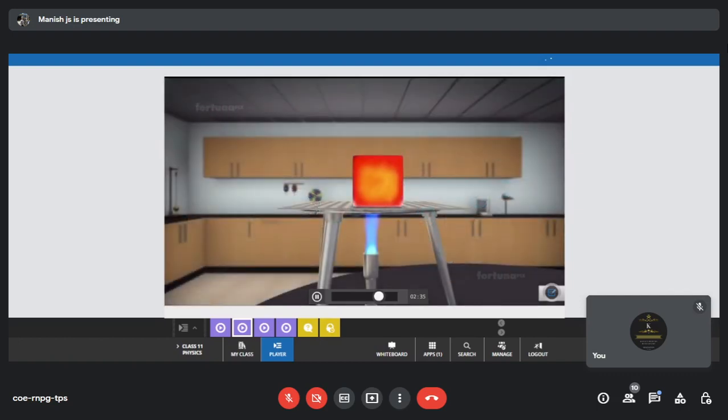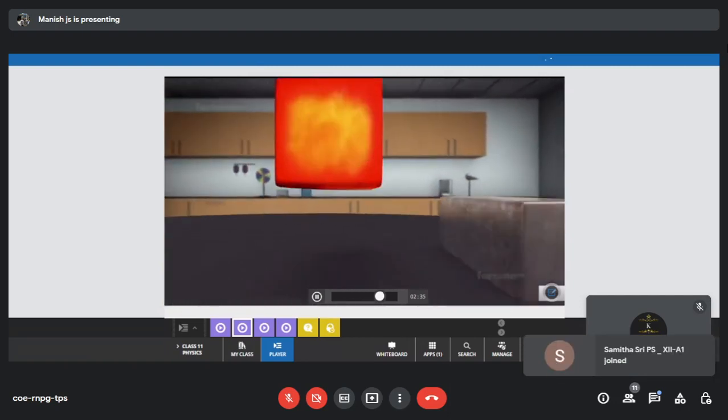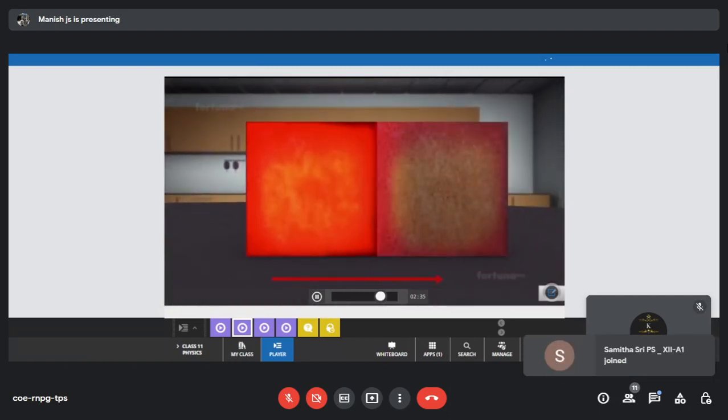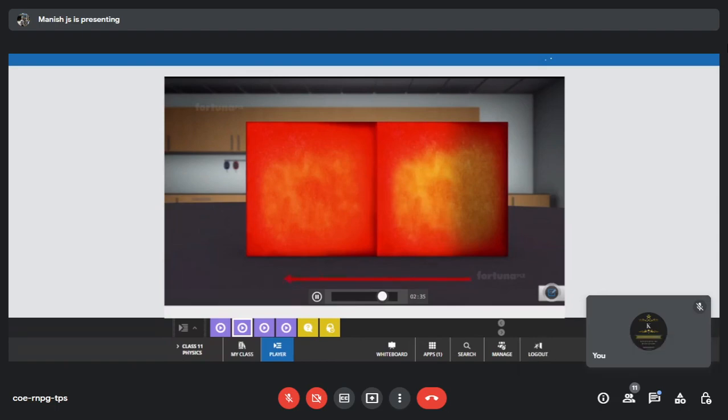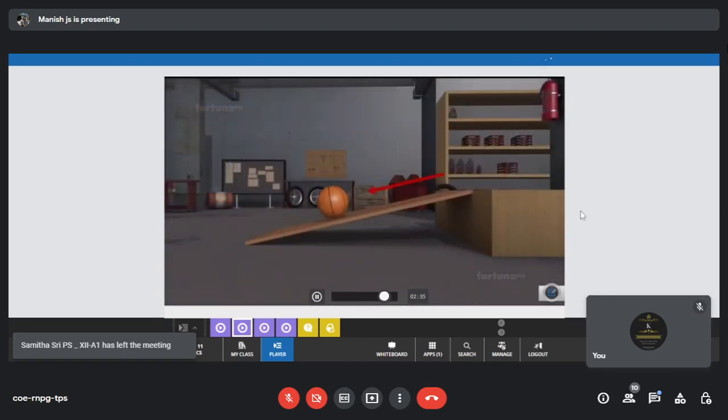When a hot block of iron is in contact with a normal block of iron, the heat will flow from the hot block to the cold block, but not in the opposite direction spontaneously. A ball will roll down a slope but will not roll up spontaneously without external assistance.